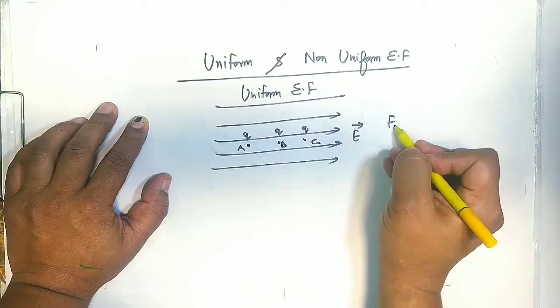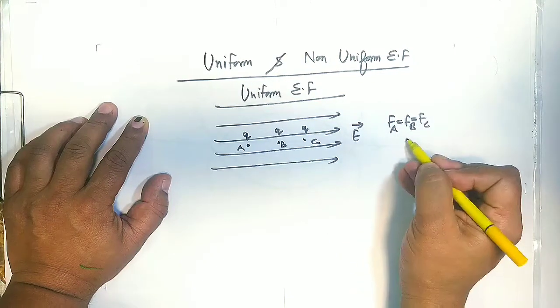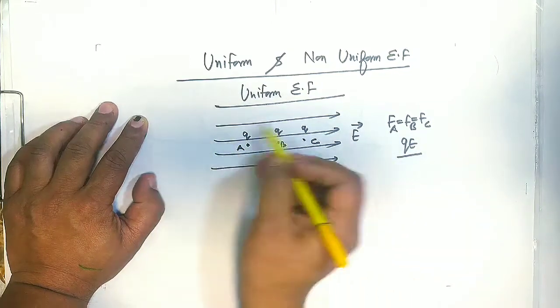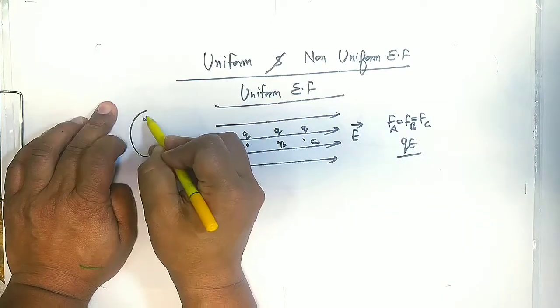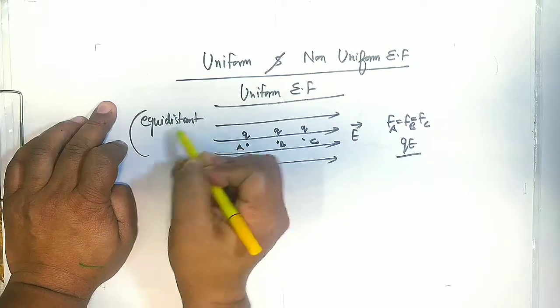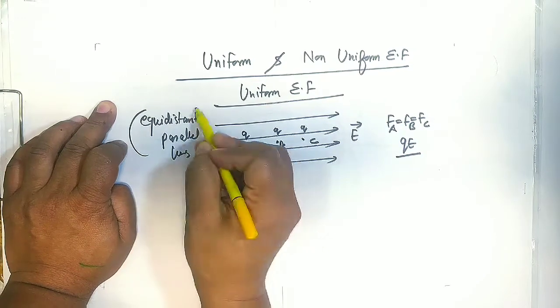So in all the cases, the force will be the same. And we know that the force is what? QE. So this is a uniform electric field. These are the equidistant parallel lines. So we will have these cases of uniform.